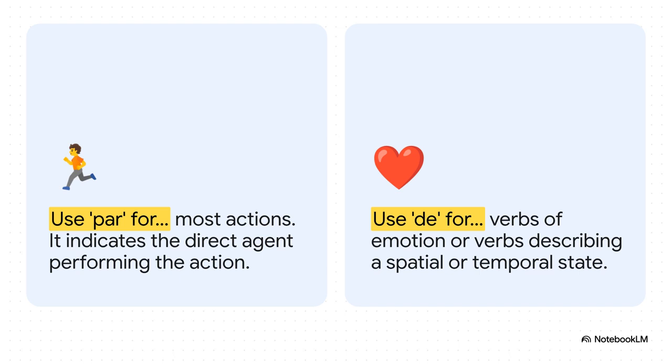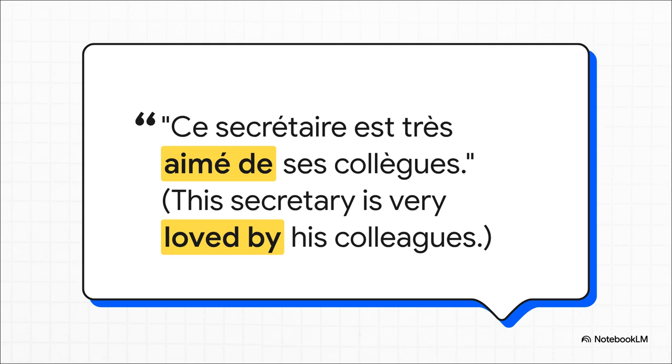Let me show you what I mean. For example, aimer, to love. That's a feeling, an emotion, right? So you have to use de. If you said aimer par ses collègues, it would just sound clunky and wrong to a native speaker. So remember, with feelings, it's going to be de.